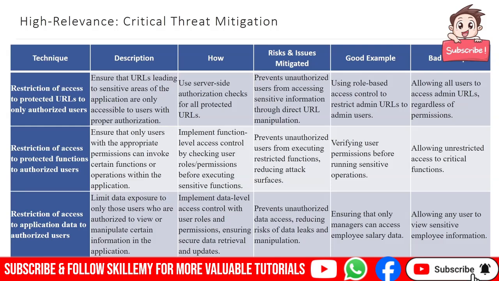Next, we extend this principle to restricting access to protected functions within the application. While protecting URLs is crucial, it's equally important to restrict who can execute certain operations, such as deleting records, approving transactions, or updating sensitive settings. These operations should only be available to users with the necessary roles and permissions. For instance, only administrators should be able to delete user accounts or modify system-wide configurations. Without these function-level controls, malicious users could exploit vulnerabilities to perform unauthorized actions, potentially causing harm to the application or its data.